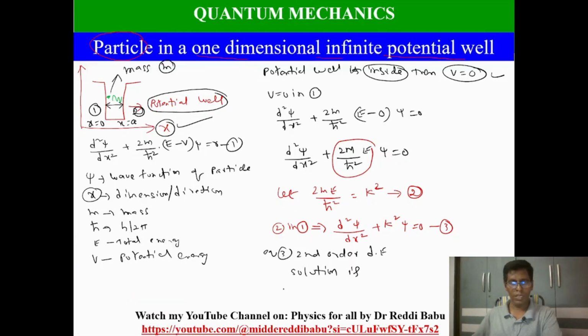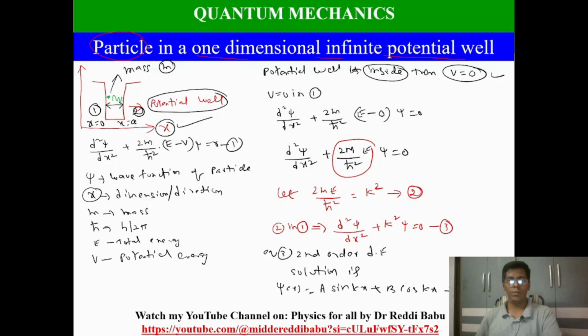Solution, I am writing here. The left-hand side is psi of x is equal to a into sin kx plus b into cos kx. This is equation number 4. How did you get equation number 4?